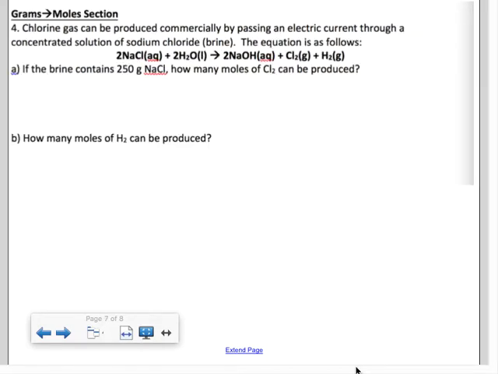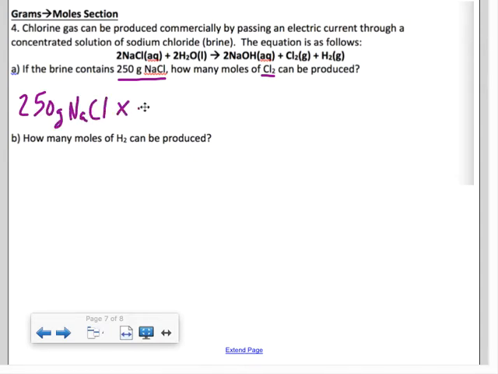Now this next section is looking at grams to moles. If you're given grams, you've got to convert it to moles, then use the mole ratio to get your answer. So chlorine gas can be produced commercially by passing an electric current through a concentrated solution of sodium chloride, which is brine, and they give you the equation. If brine contains 250 grams of sodium chloride, how many moles of Cl2 can be produced? So you're going to start with what you're given, in this case, 250 grams of sodium chloride.